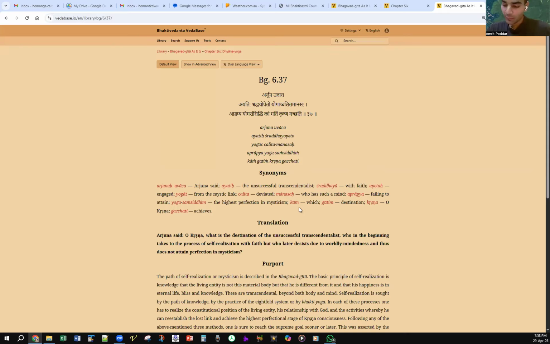Arjuna said, what is the destination of the man of faith who does not persevere, who in the beginning takes up the process of self-realization, but who later desists due to worldly mindedness and thus does not attain perfection in mysticism?